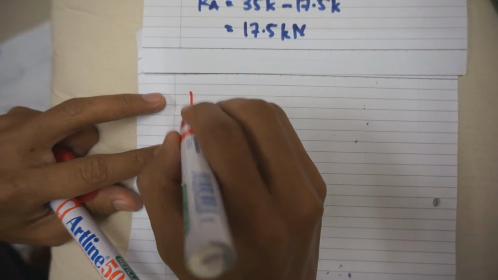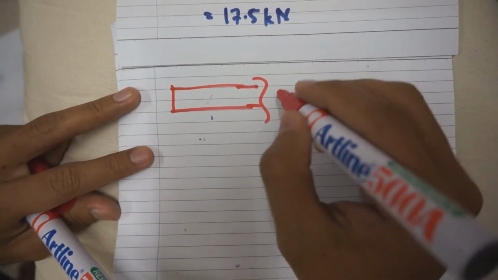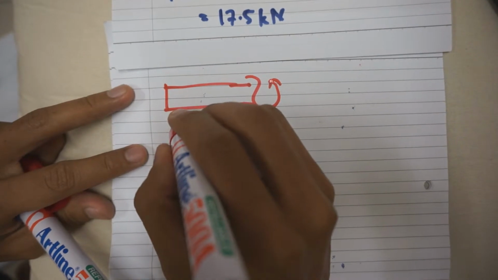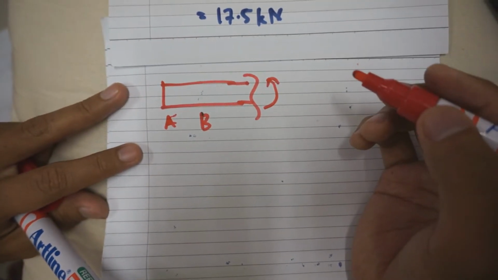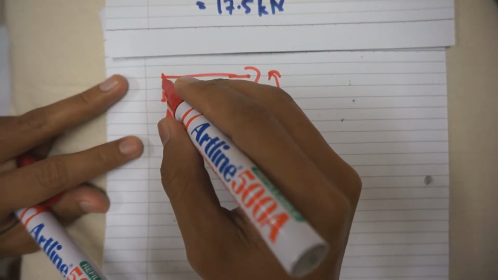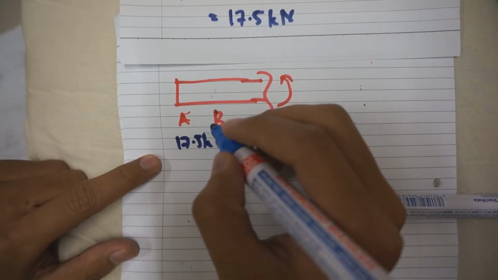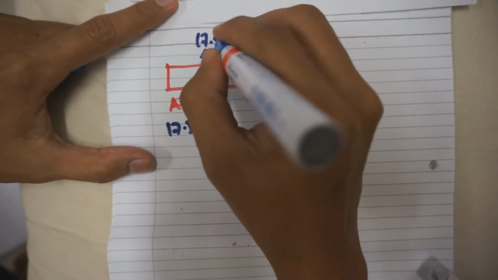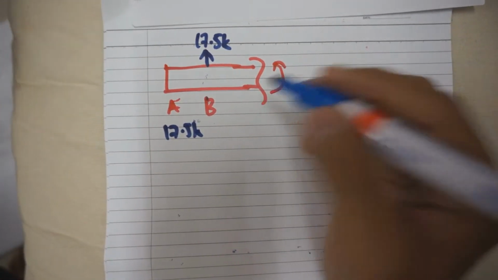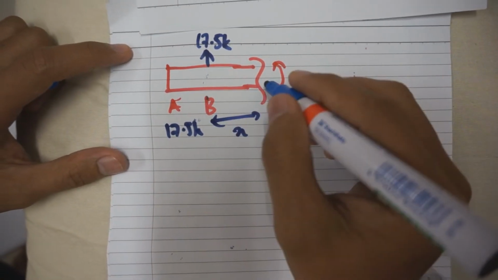Okay. We take the beam, take the moment at the A and B positions. This is the center of the beam. Okay, so now what is the force at A? The force at A is 17.5k. B also 17.5k. Okay, now we assume the distance between B and the center is x.